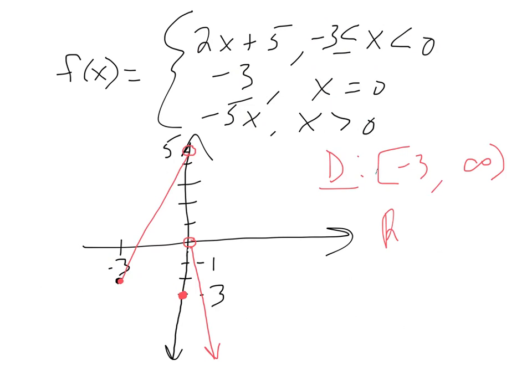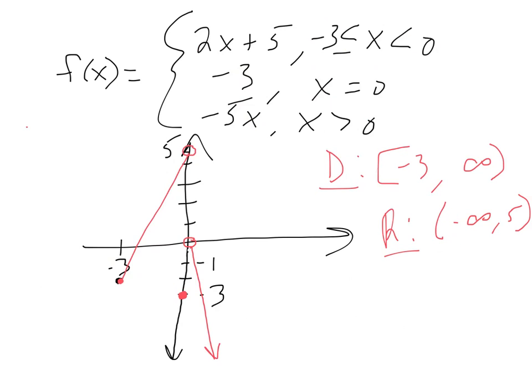What's the range going to be? Open 5. Yeah, because it didn't quite get to 5. Well, is 5 the top or bottom of the range? Yeah, so that's going to be on the other side.